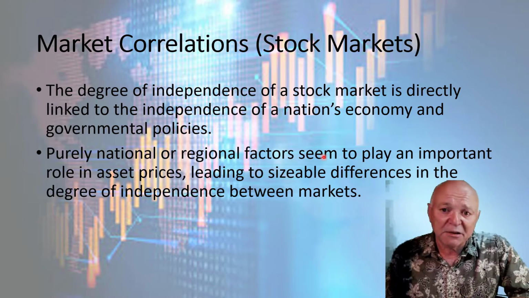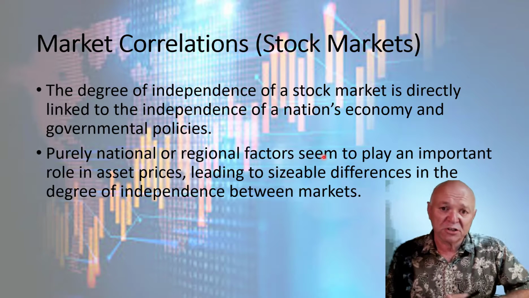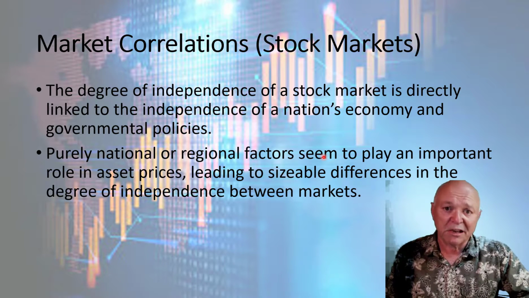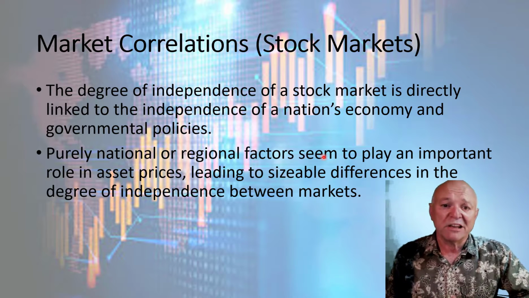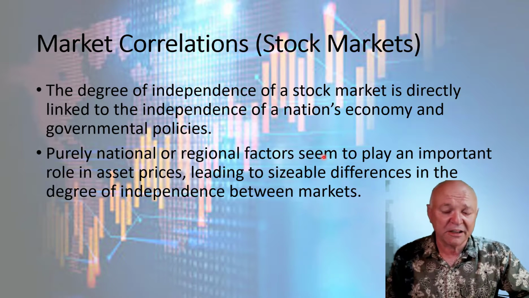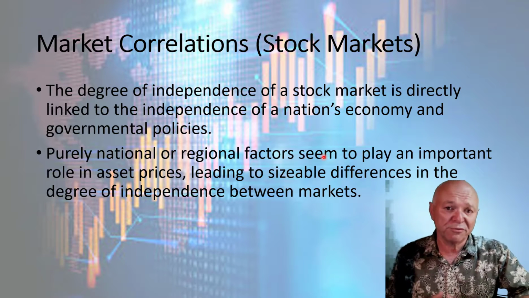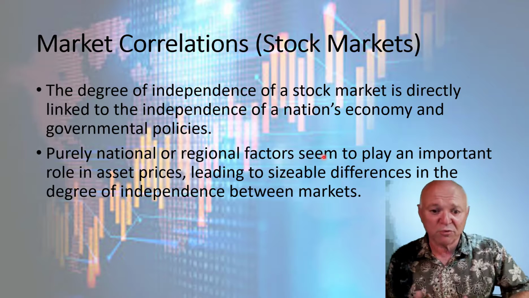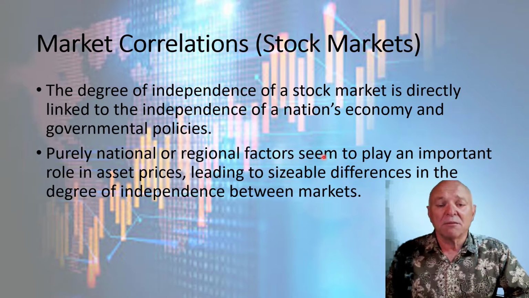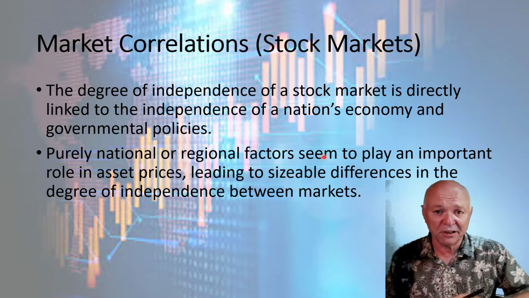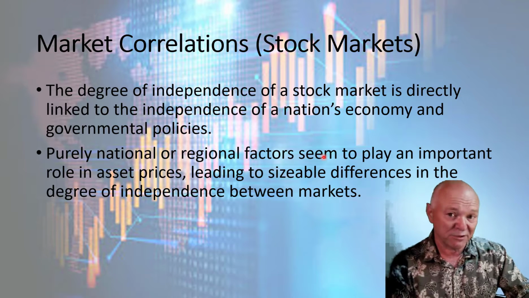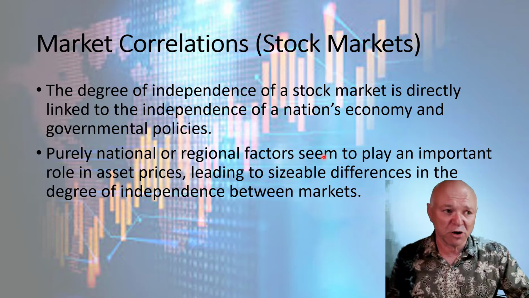We take a look at the market correlations, not just of stocks, but of stock markets, to see what the type of market exposure and market correlation is going to be. The degree of independence of a stock market is linked to the independence of that country's economy and the government policies, but also of the nature of its economy in terms of what does it produce. Purely national or regional factors may be an important part in asset pricing and may lead to perhaps a lack of difference between certain markets.